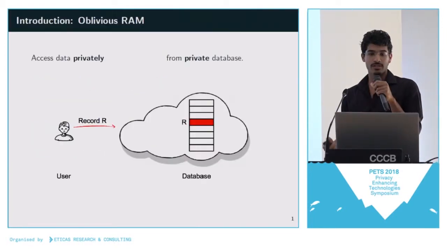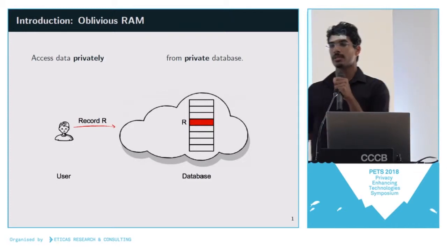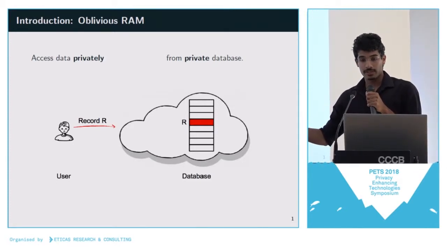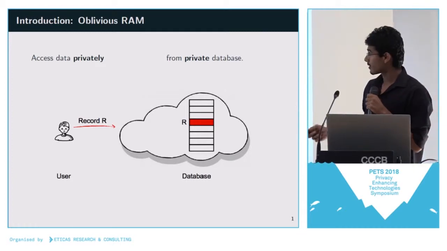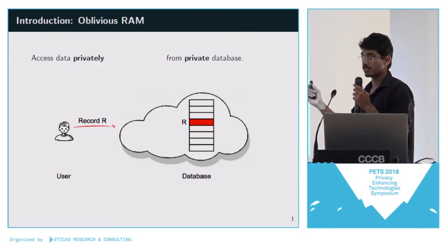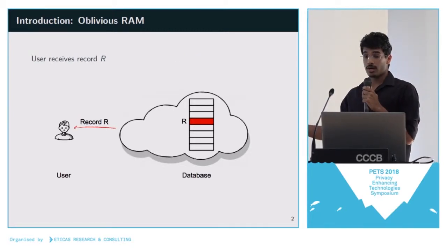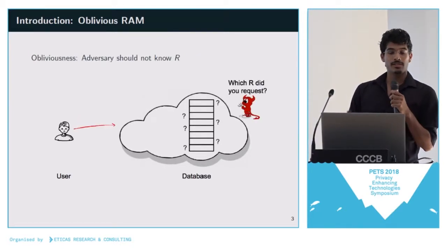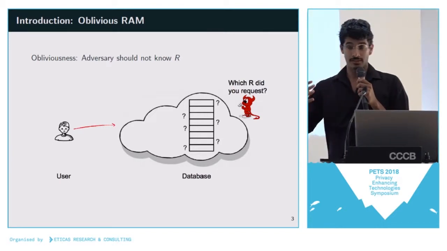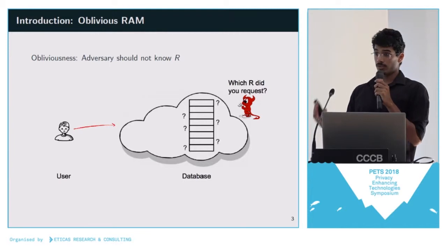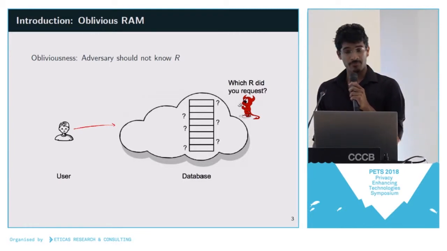Okay, so what is an Oblivious RAM? Oblivious RAM is a mechanism for a user to access data privately, but from a private database. As you can see in this graphic, a user wishes to request a record R from a database, and the user gets back the record R. But the obliviousness or the security property which we are aiming for here is the adversary, in this case the database, should not know what item was requested or what record was requested.